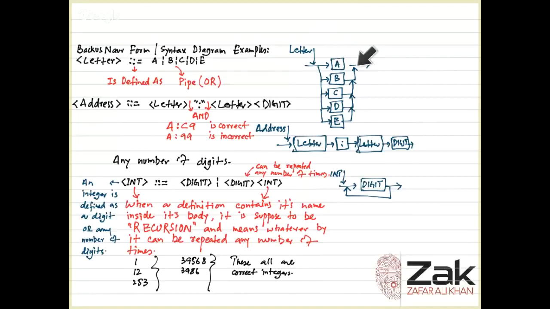A letter is defined as either A or B or C or D. These arrows are made in a way that one single letter can only be out of these A, B, C, D, E. Okay, it is either one of these. So an address is defined as an address, then a colon, then letter, and then the digit. An integer is defined as a single digit, go out, or take any number of turns, any number of digits. All right, so you have to be careful with these arrows.